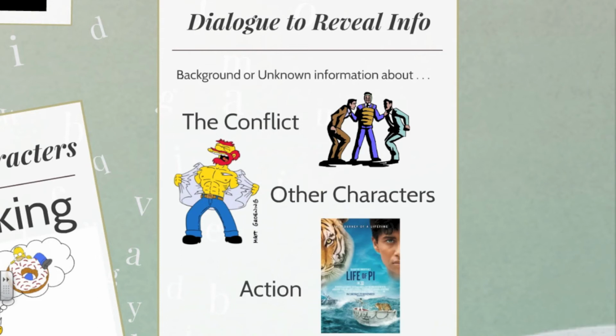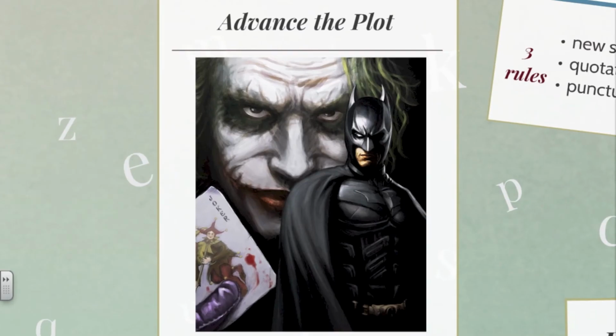Really also can help us understand the action. Two characters might have been at a place where the main character wasn't, and when they come, they tell what happens, and that moves the story along. It helps advance the plot. And that's really what good dialogue should do.